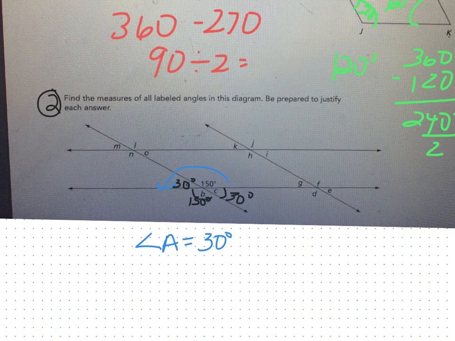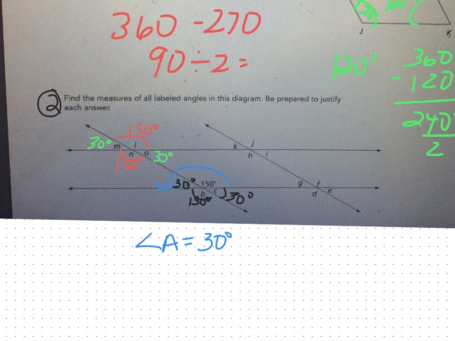Always checking for reasonableness to make sure if you get an obtuse measure that the angle truly is an obtuse measure as well. Over here, if we follow the properties of a transversal, this angle L would be 150, angle N would be 150 degrees, angle M would be 30, and angle O would be 30. So noticing how opposites are congruent. And then the same would hold true for this side as well.